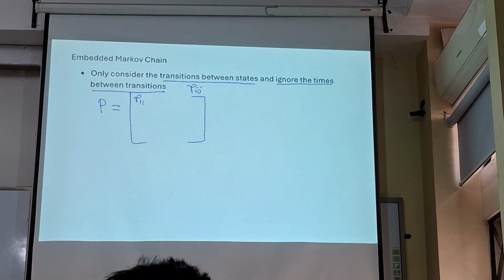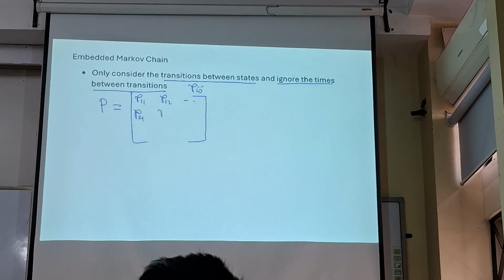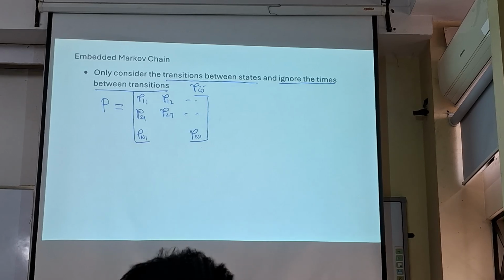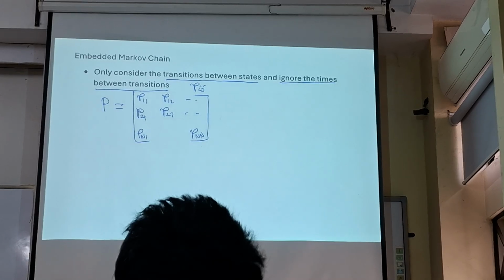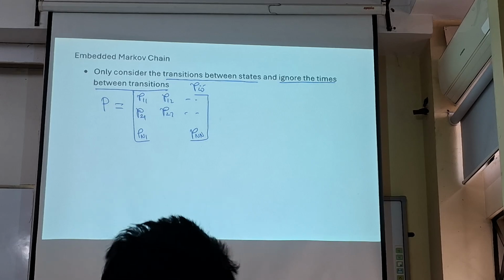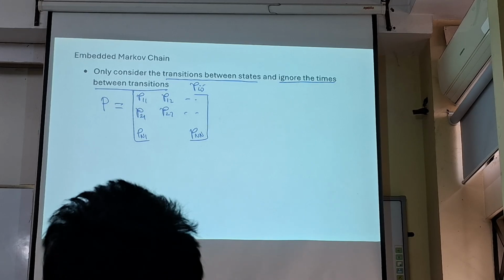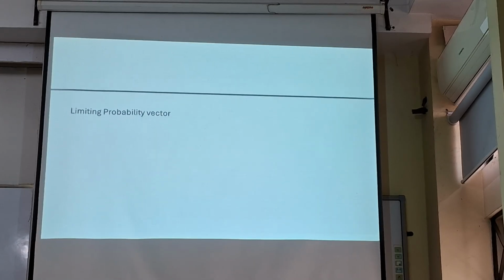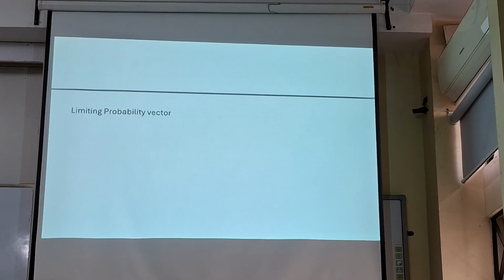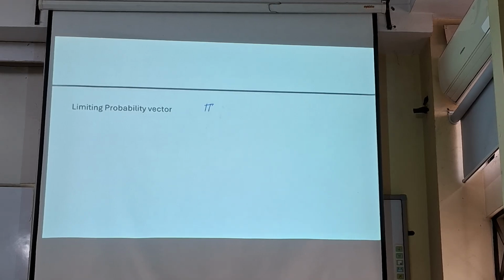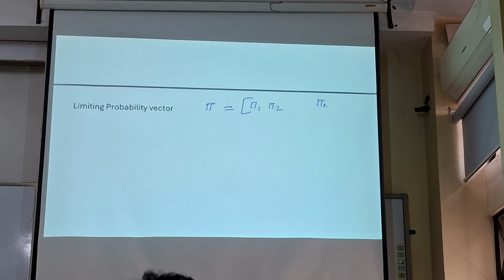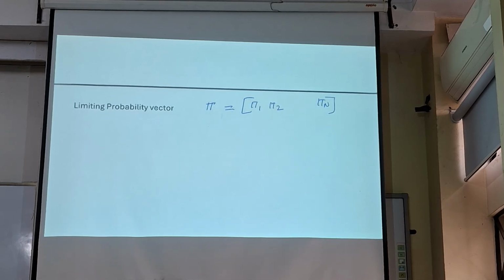Say this is P11, P12, P1n. Right. So the main thing is that the transition probability matrix can be extracted once we know the embedded chain. And then our job is to calculate the limiting probability vector of the process. How can we calculate this limiting probability vector?